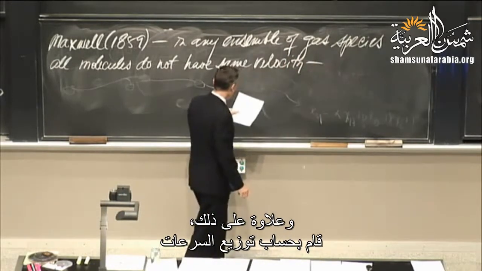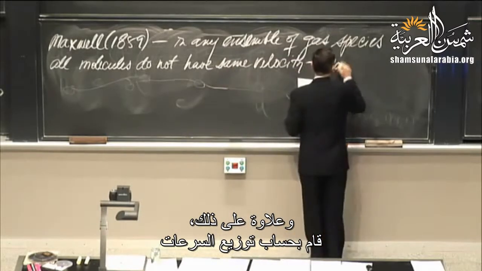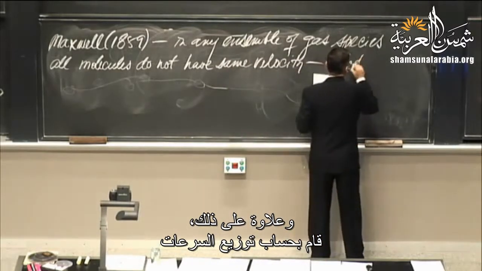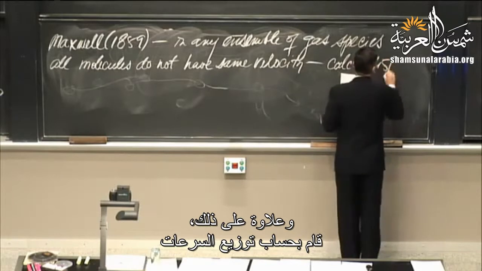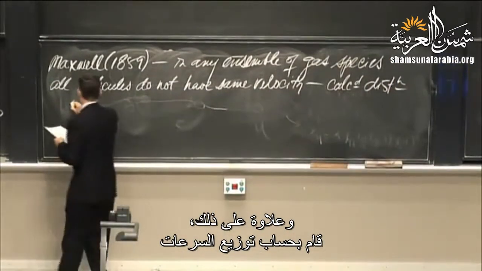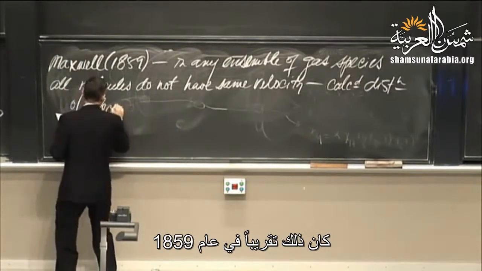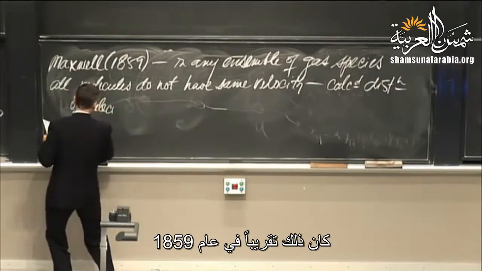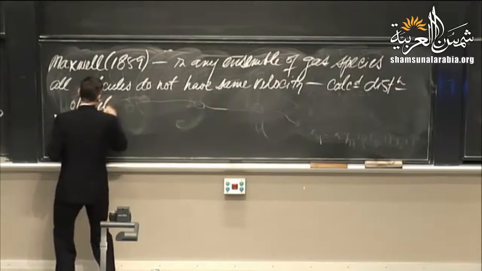And furthermore, he gave us the distribution. He calculated the distribution of velocities. So that was about 1859. Forgive me here, velocities.